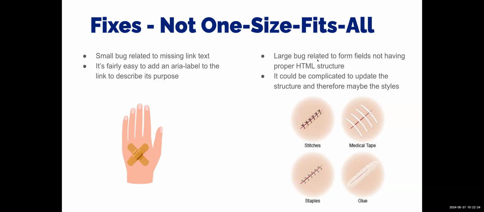A large bug related to form fields not having proper HTML structure might be complicated to update the structure, and therefore you might have to update a lot of styles. In that case, you might have stitches, medical tape, staples, glue, or in some cases, like a really big surgery to get those fixed, and that might require a ton of costly changes.